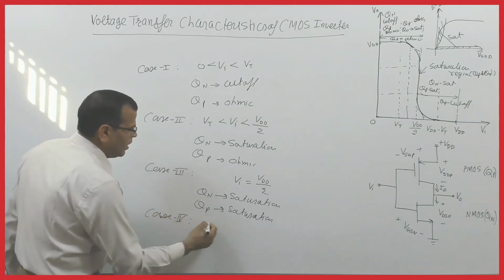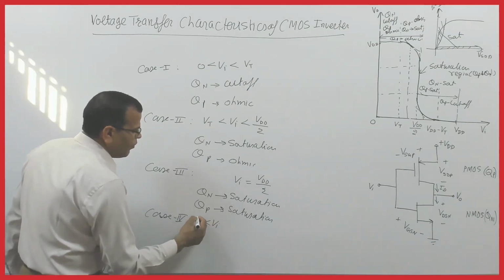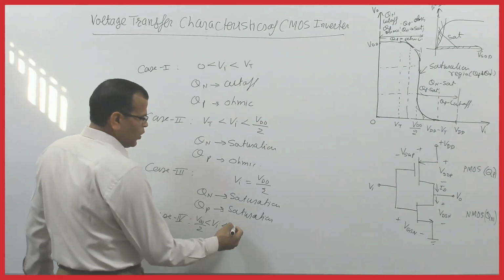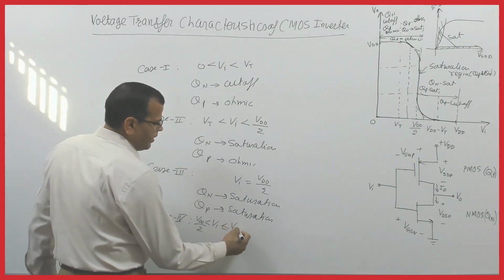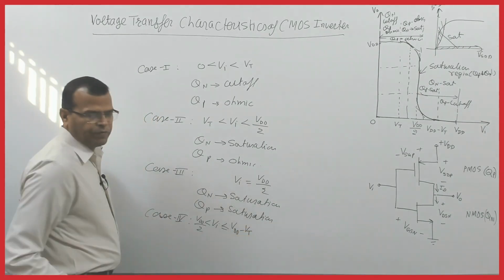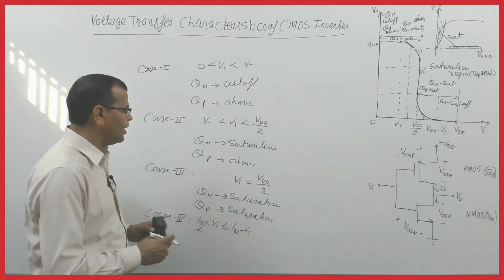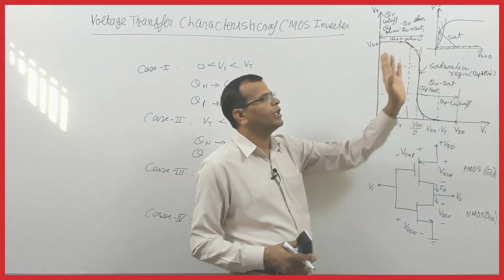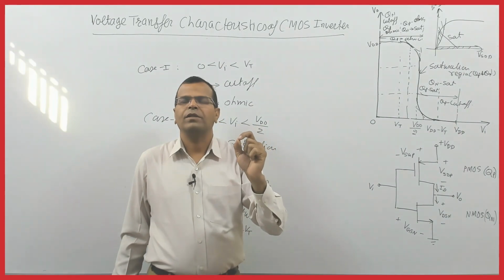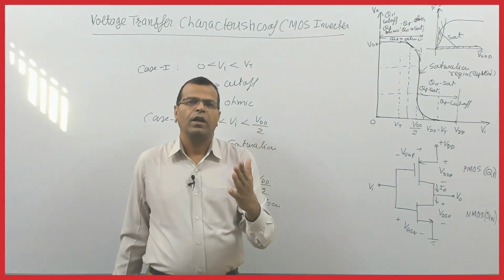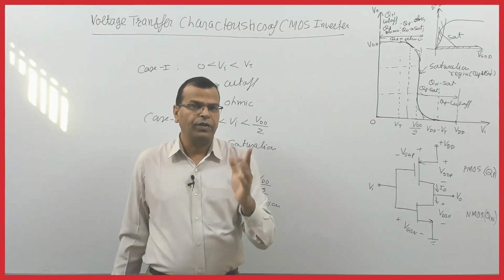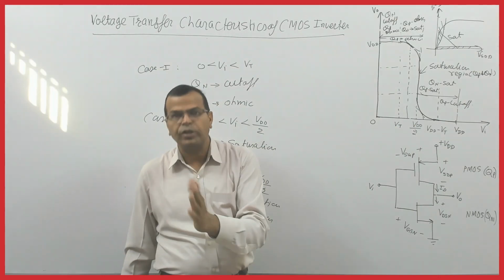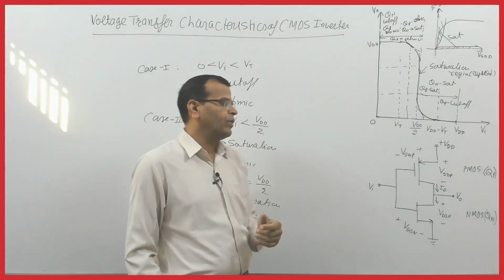Case 4 is what? Vi greater than VDD by 2 but less than or equal to VDD minus V threshold. Fine. For this range of input voltage, what has happened? The device has switched from ohmic to saturation. Remember, whenever a device changes its state, it will always go through saturation. If it is in ohmic, it will go into saturation and then to cutoff. If it is in cutoff, it will go into saturation and then into ohmic. That's how it goes.